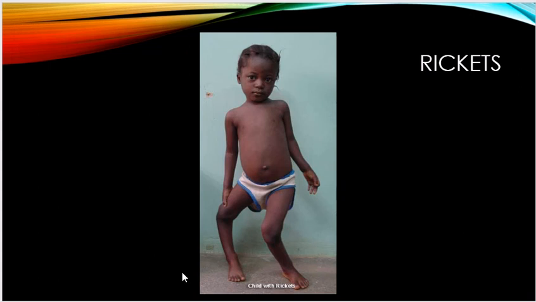Now we'll discuss the deficiency symptoms which are related to vitamin D. The first symptom which appears in children is rickets. It is a disease primarily due to the deficiency of vitamin D in the diet and sunlight. The deficiency of vitamin D results in low plasma calcium level. This stimulates the secretion of parathyroid hormones, which restores the plasma calcium at the expense of bone calcium.